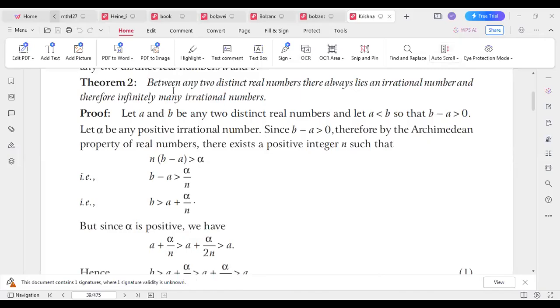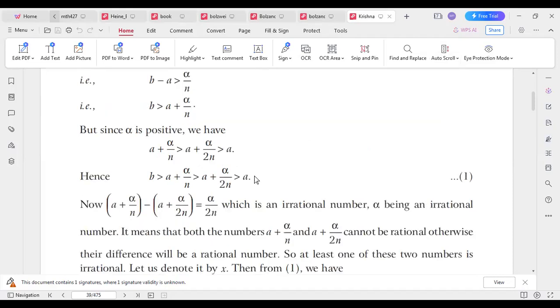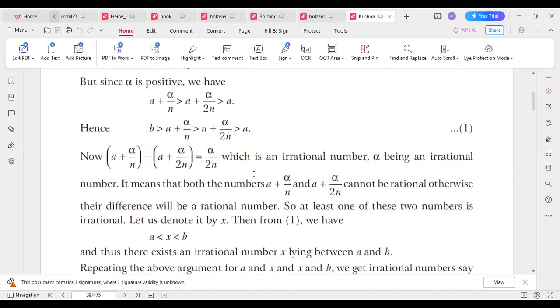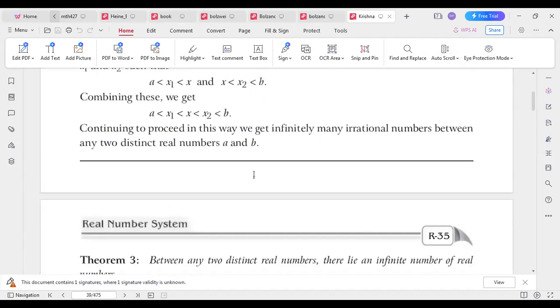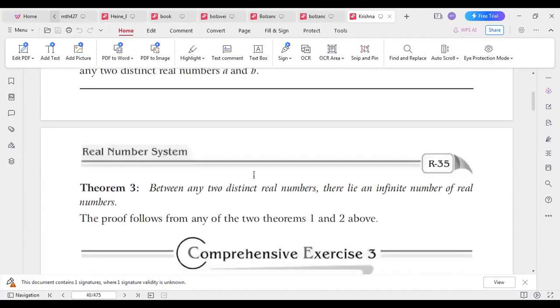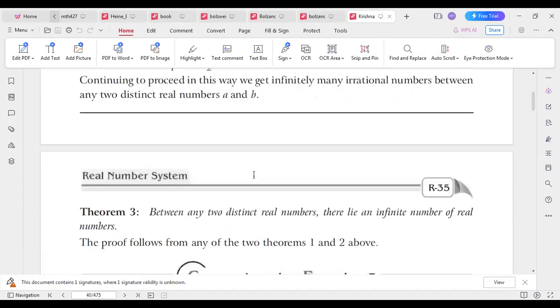Using a similar process, we can also prove the theorem: between any two distinct real numbers there always lies an irrational number, and therefore infinitely many irrational numbers. So using similar concepts, we also prove this result. We can also prove that between any two distinct real numbers, there lies an infinite number of real numbers.